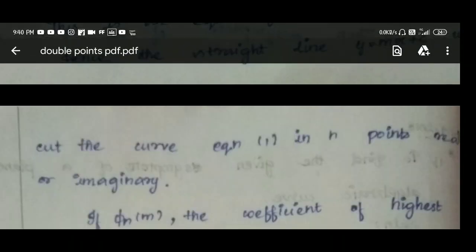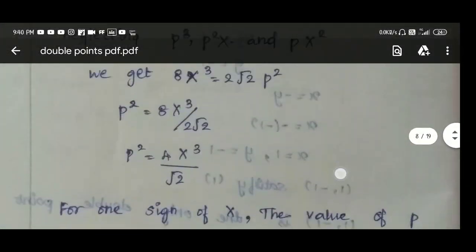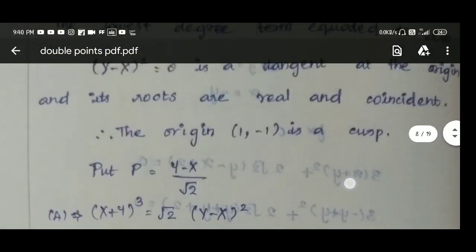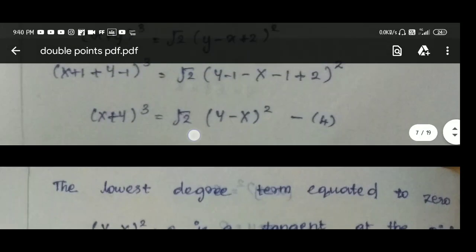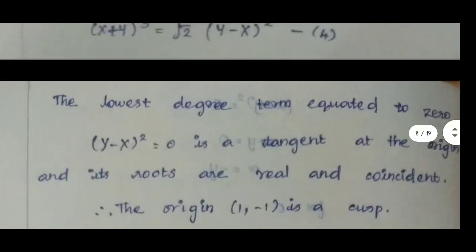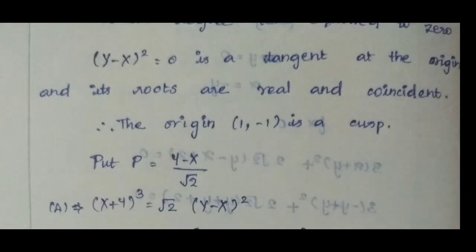The lowest degree term equated to 0. Here the lowest degree term is (Y minus X) the whole square equal to 0, which is a tangent at the origin, and its roots are real and coincident. So the origin, that is 1 comma minus 1, is a cusp. Take p equal to (Y minus X) by root 2.